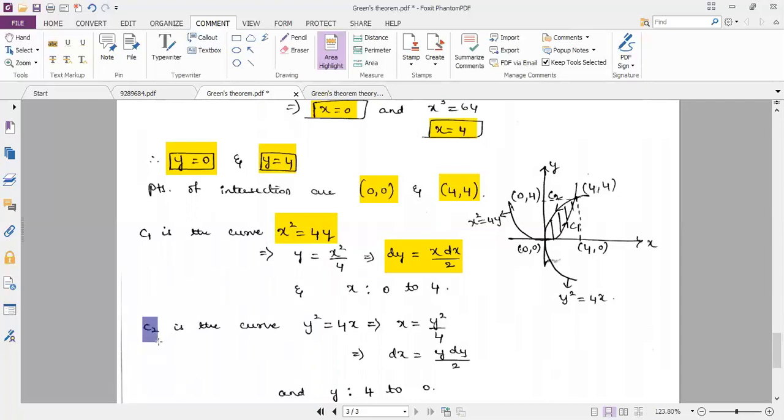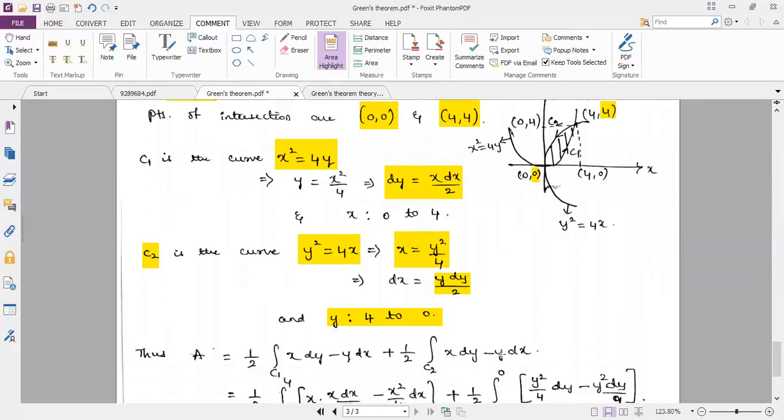Similarly, for the curve C2, which is another parabolic equation, y square is equal to 4x, x can be written as y square divided by 4. Hence, the differentiation dx will be 2y dy divided by 4, or cancelling, it is y dy divided by 2. We observe that y varies from 4 to 0. Observing from the figure, the C2 curve is pointed downward, so the limits have to be written from (4, 4) to (0, 0). So y varies from 4 to 0.